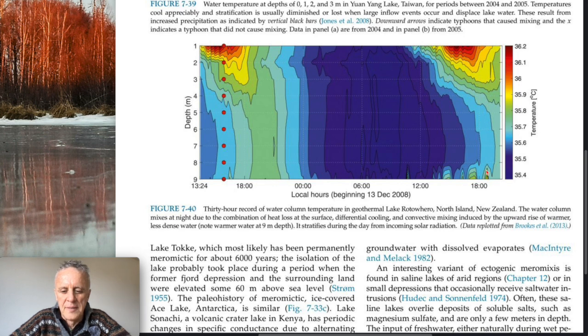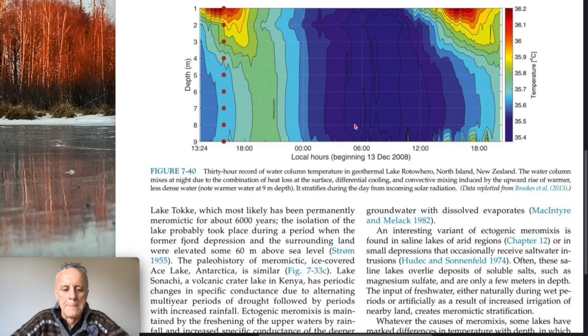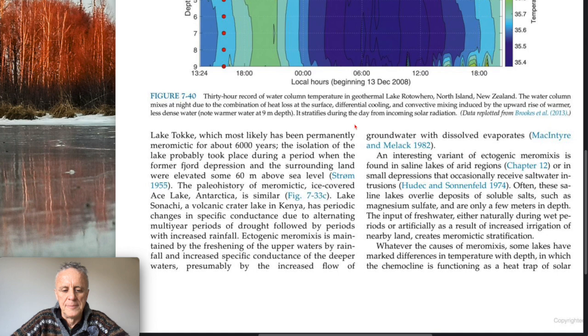So they are talking about the fact that we have this contribution of warmer, less dense water coming in from the springs, from the combination of heat loss and the surface differential and convective mixing, and just by the upward rise of warmer, less dense water right here. That's what they're referring to. And then we have a very good resolution of a thermocline during the day, as well as here, and then the collapse of it in the middle of the night. Okay.